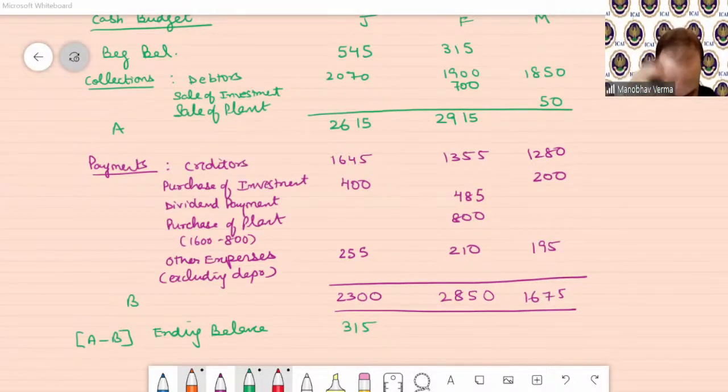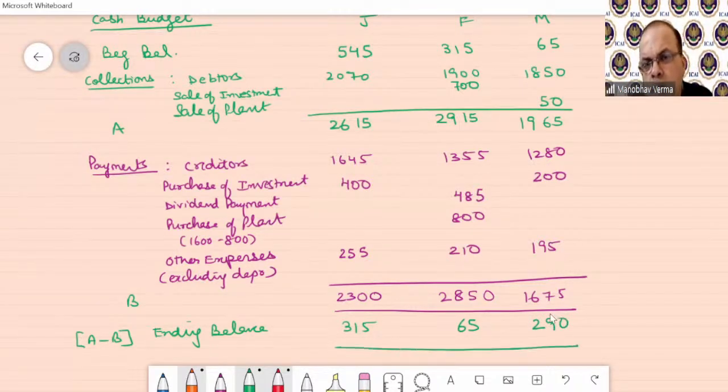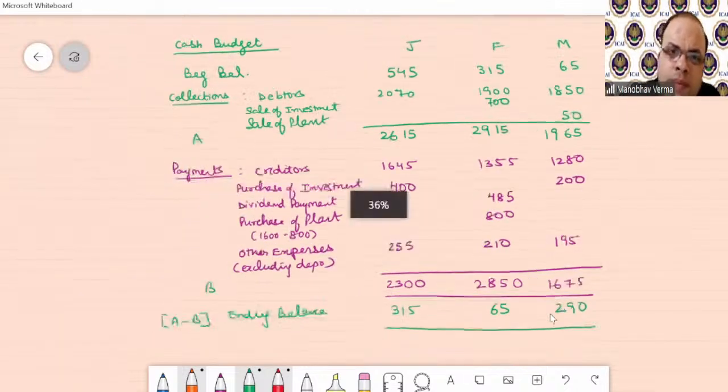Yes, Mansha, we did that. Meman has a question: how to get 700? Meman, because my investment was sold, na? 700 to 0, and that's why we said sale of investment. Okay. Now, what is the next month balance? 65, I guess. We are left with 65. That's very, very close here. 1965, and that means 290 seems to be my ending balance here. So that completely wraps this question here.